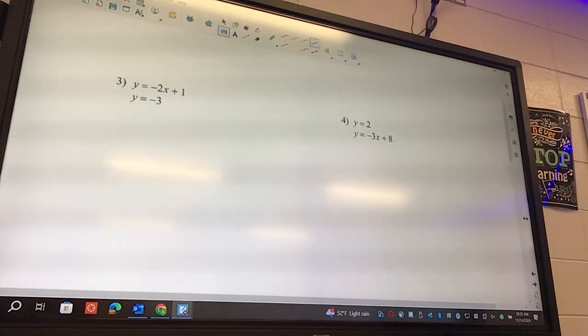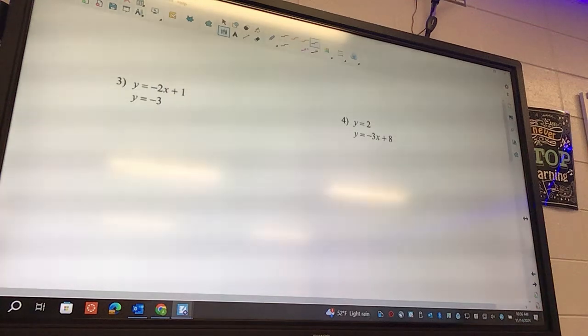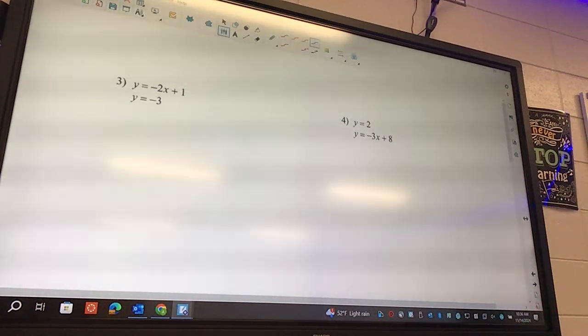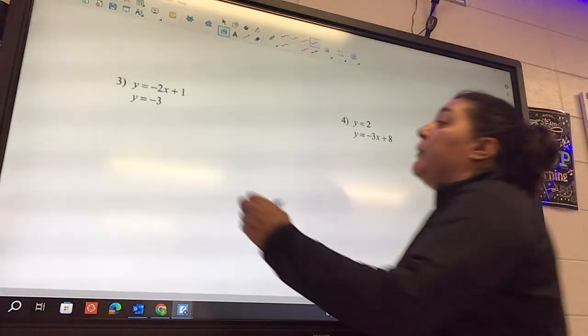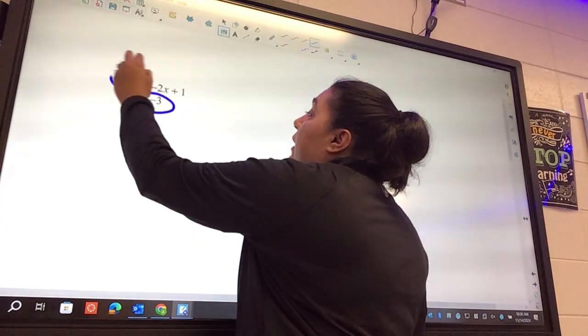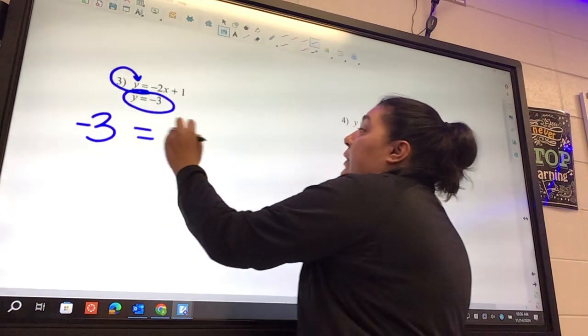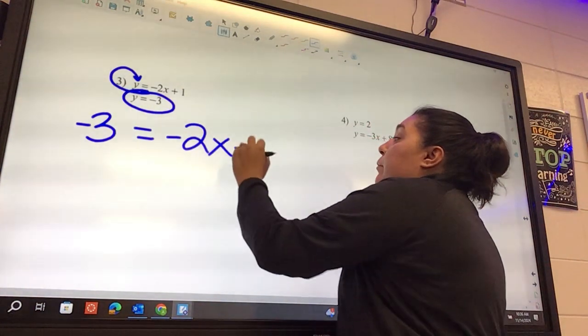Okay, look at number 3. What is the y's new name? Negative 3. Okay, we know that the y, he likes to be called negative 3. So we're going to plug that into the other equation for the y. So it's going to look like negative 3 equals negative 2x plus 1.